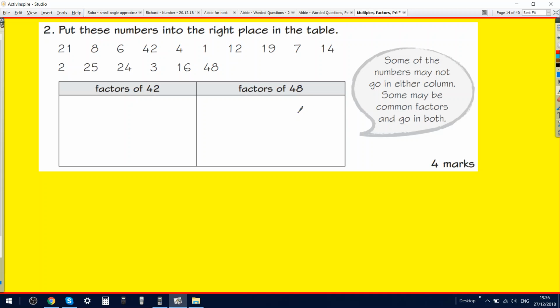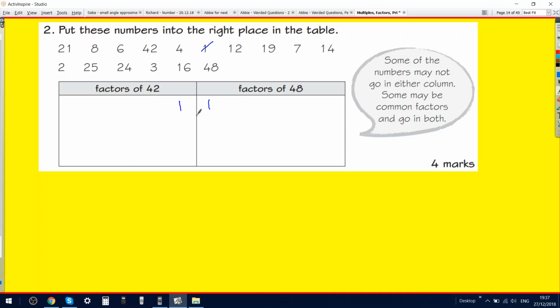Okay, let's do factors of 48. So put these numbers into the right place in the table. Some of the numbers may not go in either column. Some may be common factors and go in both. Well, 1 is a common factor, because it goes into 42 and 48. So 1 goes in both.